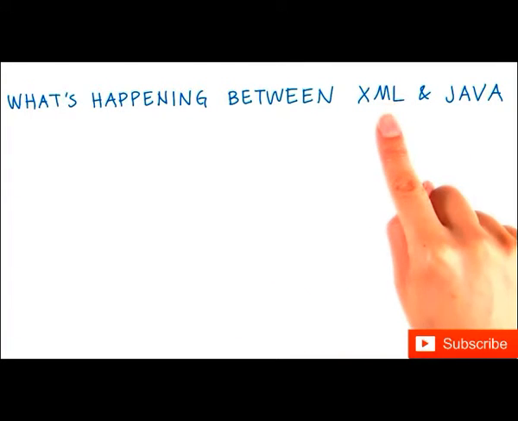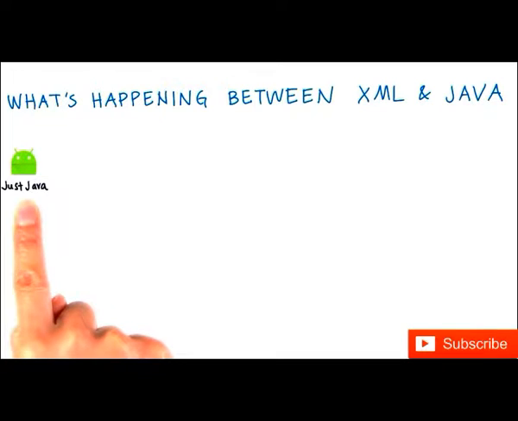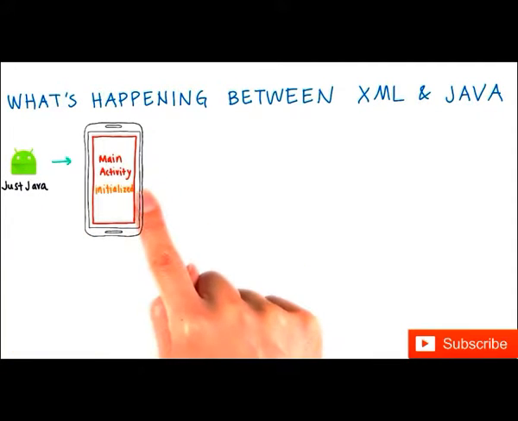Now we know that we can refer to XML resources in the Java code. But what exactly is the relationship between the resources and the Java code? How do they come together as part of a full app experience? Let's start at the point when you click on the Just Java app icon. It opens up the main activity. Now you don't see anything yet because it's still being initialized.